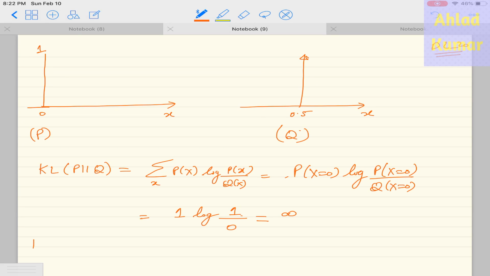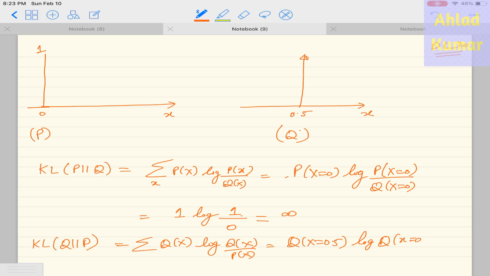And how about the other way around, that is KL of q given p? It will also be infinity, as you can check. It will be q at x equal to 0.5 times log of q at x equal to 0.5 divided by p at x equal to 0.5. This value is 1, this value is 1, and this is 0 because there is no value at 0.5 over here. So this also evaluates to infinity.